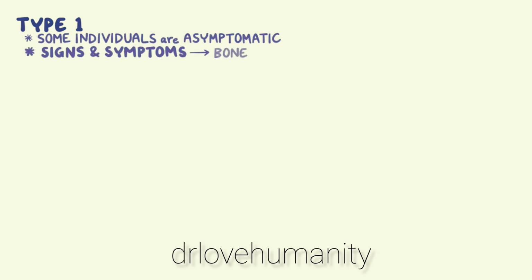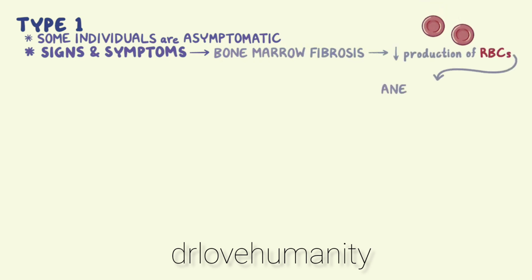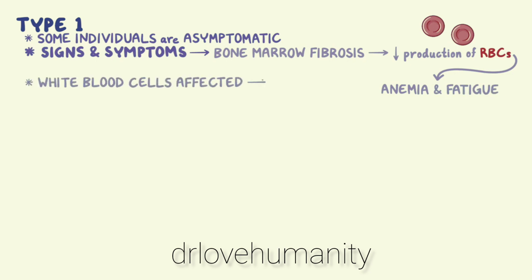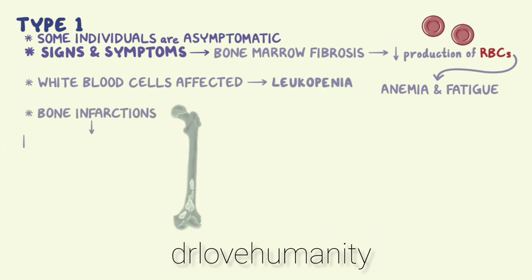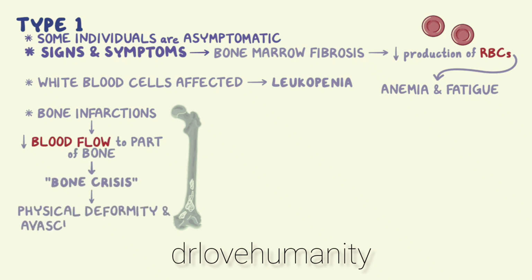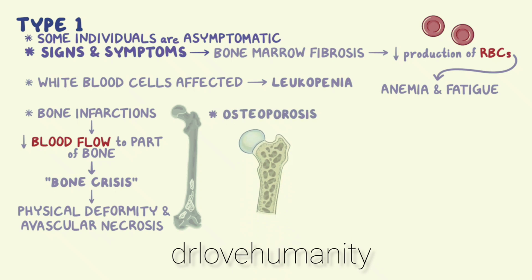In type 1, some individuals are asymptomatic, but when there are signs and symptoms, they can be due to bone marrow fibrosis, which causes reduced production of red blood cells, resulting in anemia and associated fatigue. Rarely, white blood cells are also affected, causing leukopenia. There can also be bone infarctions, caused by reduced blood flow to part of a bone, which can lead to a painful bone crisis, and result in physical deformity and avascular necrosis, or death of bone tissue. Osteoporosis, or low bone density, is another manifestation.